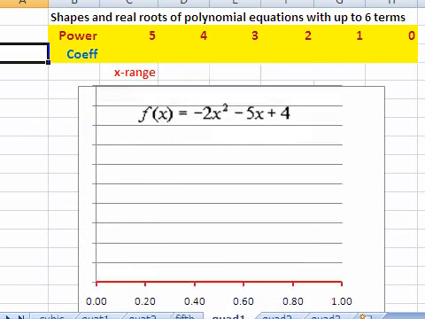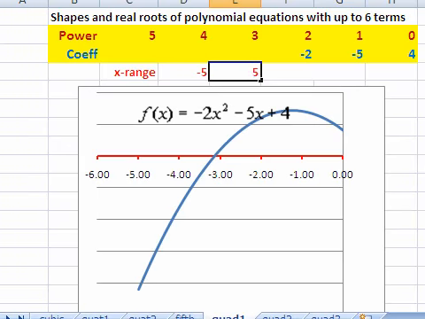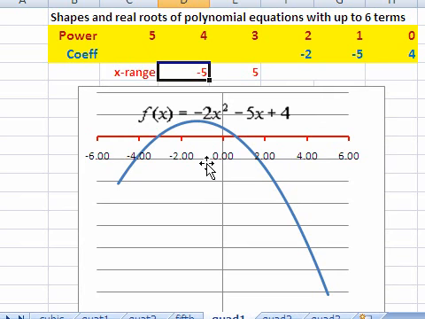Let's look at quadratic equations. You can use this tool to solve quadratic equations as well, because a quadratic equation is just a polynomial where the highest power is 2. Put in your coefficients. The second order coefficient is -2, first order -5, 0th 4. Put in a range. I always start with -5 to 5 and then change it. I don't need to change it. I'm looking at a very interesting part of the parabola.